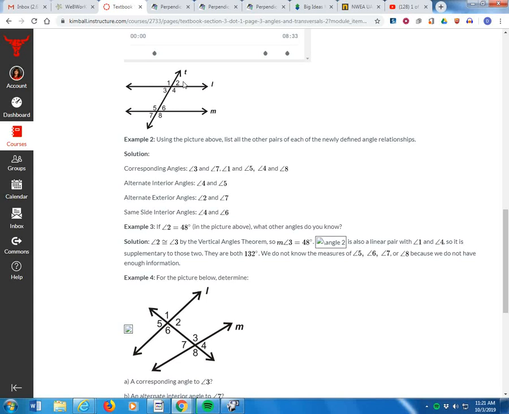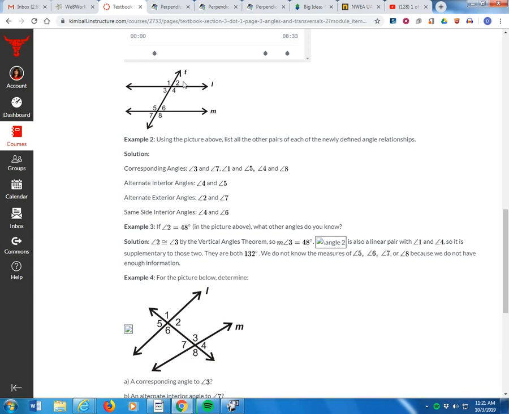Okay? There's also something called the same side interior. So what do you think if I told you same side interior? 3 and 5. And then the other set is 6 and 4. Okay? So you need to know all 4 of those names.